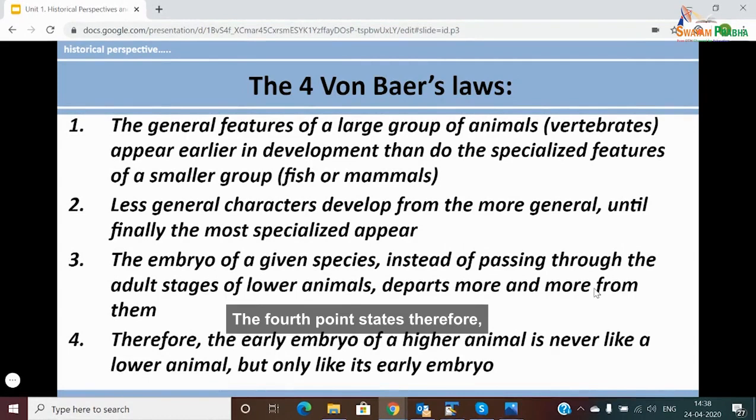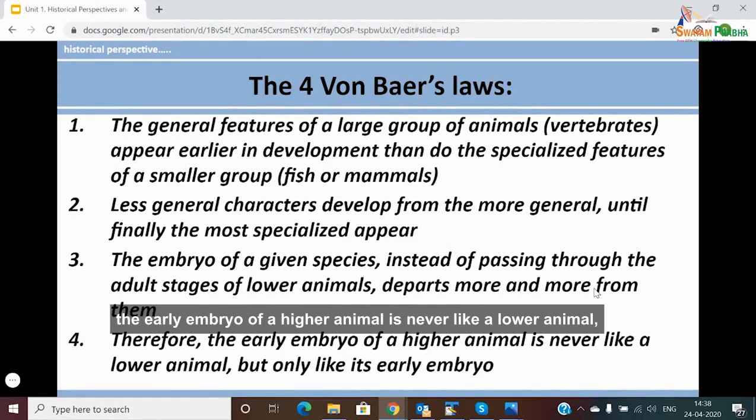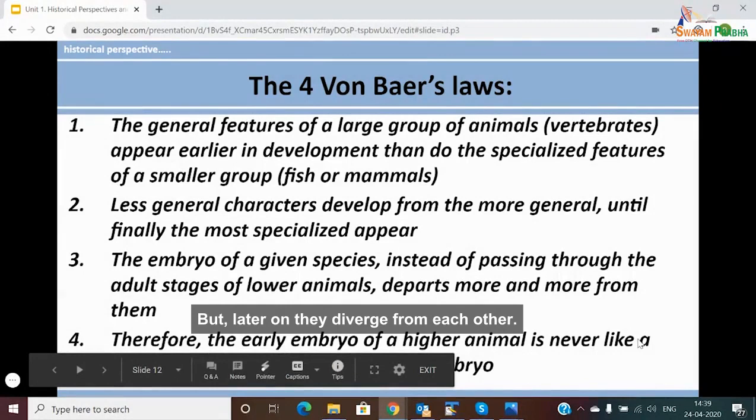The fourth point states, therefore, the early embryo of a higher animal is never like a lower animal, but only like its early embryo. So human embryos, as we said, never pass through the stage of an adult fish or frog. Rather, human embryos initially share certain characteristics in common with the fish and avian embryos, but later on they diverge from each other.